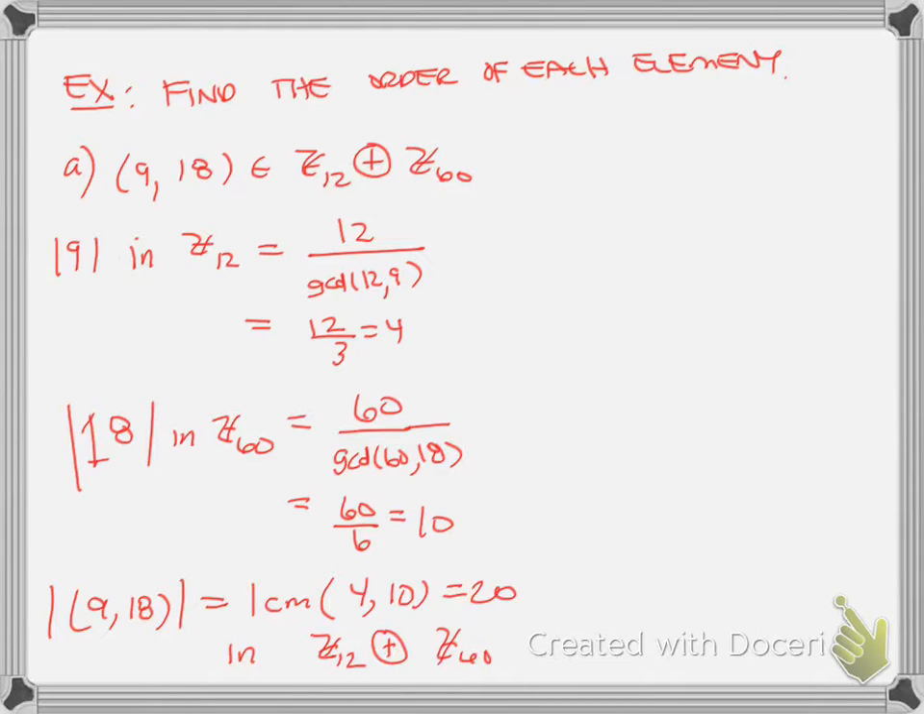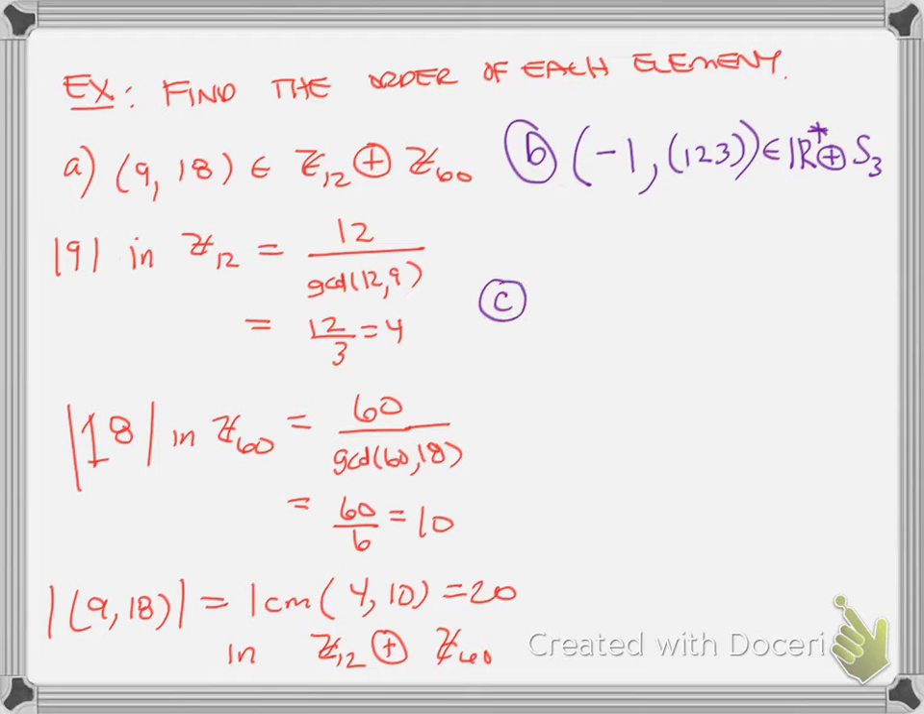All right. I want you to do these, and if you want to present them or ask me about them in class when we review, you can. So I want you to find the order of (-1, the permutation (1 2 3)) in R star cross S3. C, find the order of (3, 10, 9) in Z4 cross Z12 cross Z15.